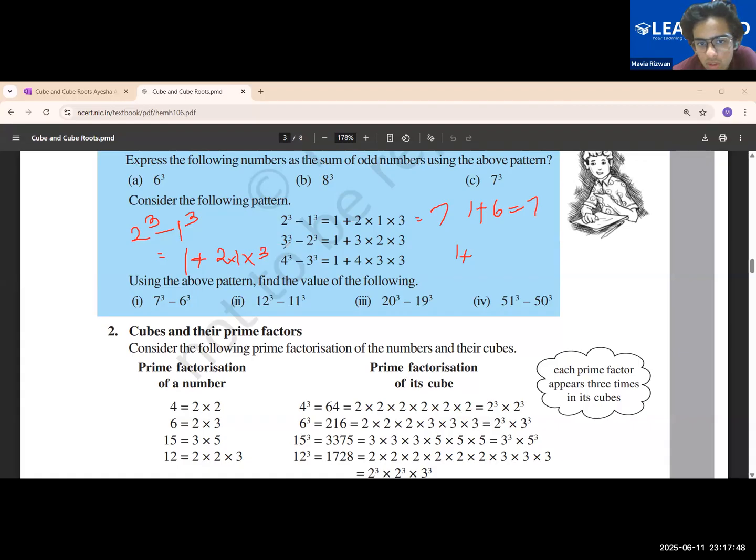Now 3 cube minus 2 cube, very simple. 1 plus, the numbers are 3 and 2. So 3 into 2 into 3. So now 1 plus 3 times 3 is 9, times 2 is 18. So this is 19. Got it, Aisha? No, sir. No? Okay, fine. I'll explain it to you again.